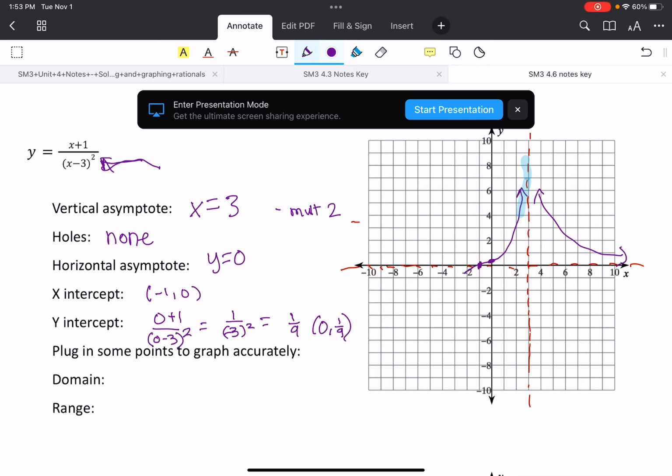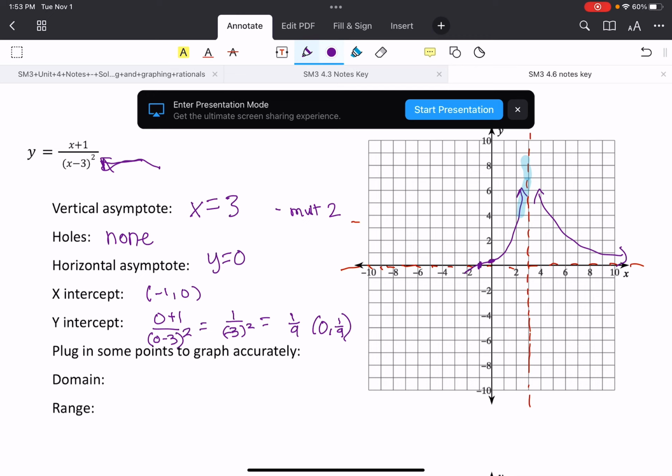You with me? So it's kind of just like a mirror. Exactly, because anything squared stays positive, right? So around the vertical asymptote, because of that too, it stays even. That makes sense. Okay.